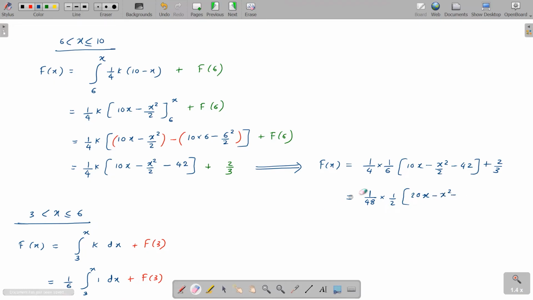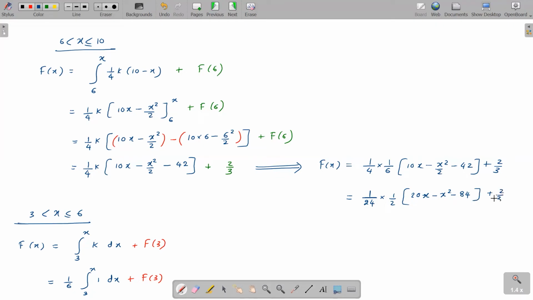Sorry, 6 times 4 is 24. Okay, and then I take the half out. Then we get 20x minus x square minus 42 into 2 is 84.